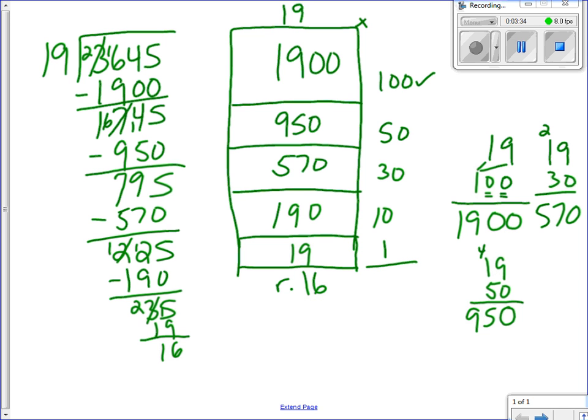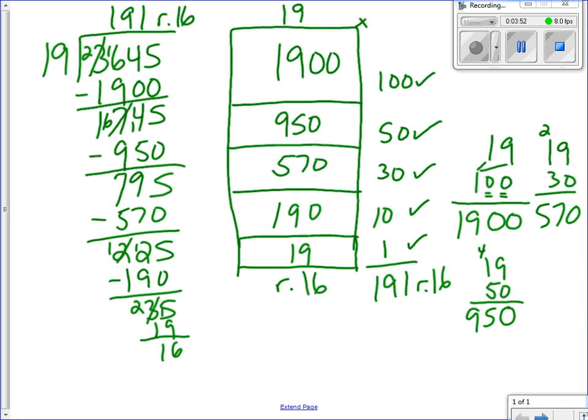I do 100 plus 50 is 150, plus 30 is 180, plus 10 is 190, plus 1 is 191, remainder 16. So up here I would put 191, remainder 16.